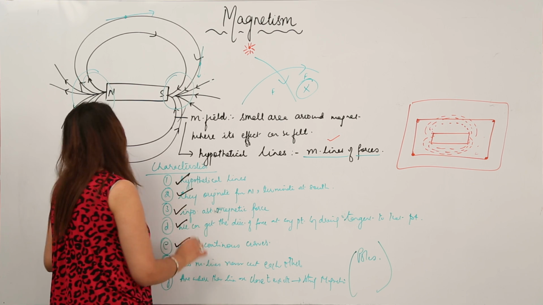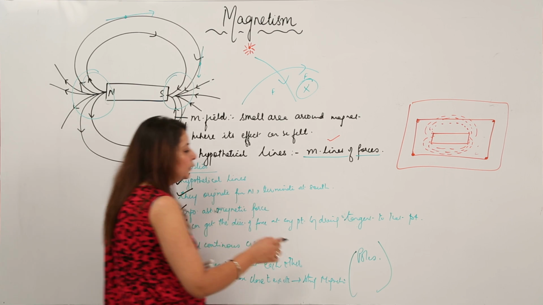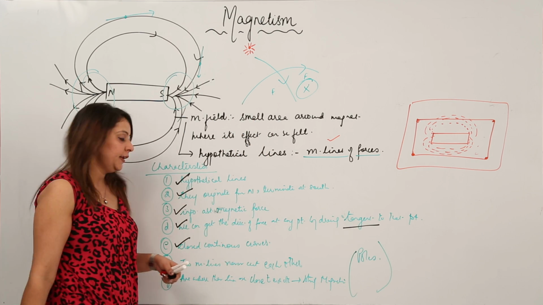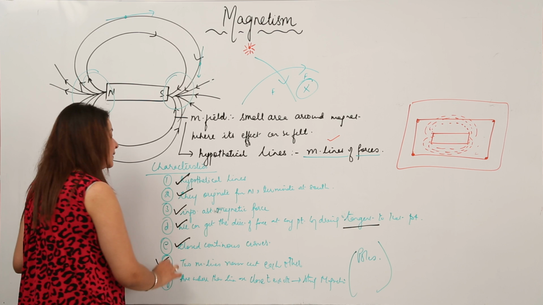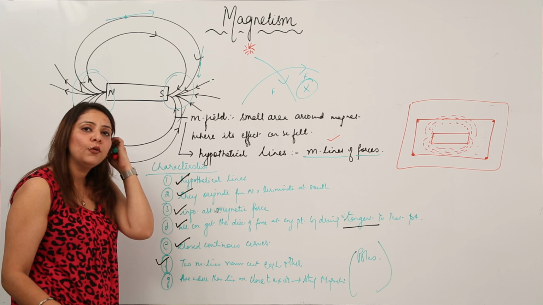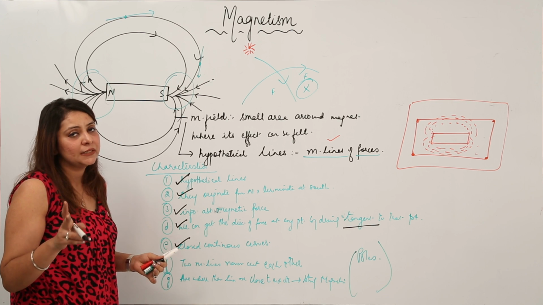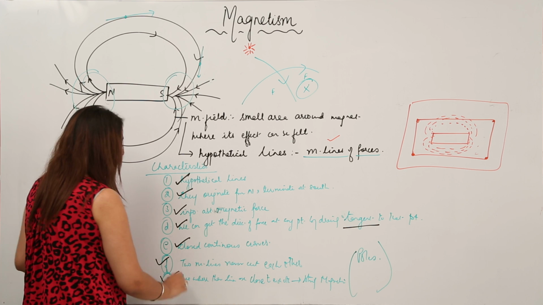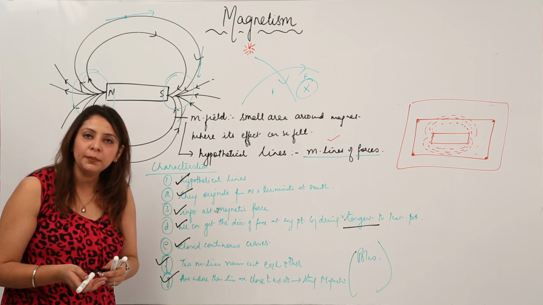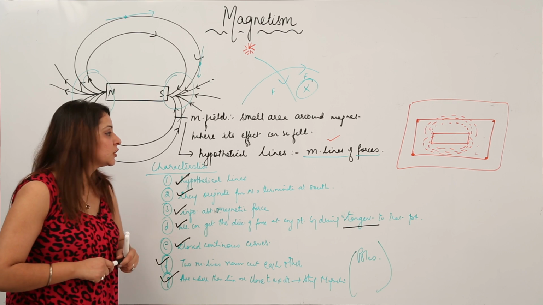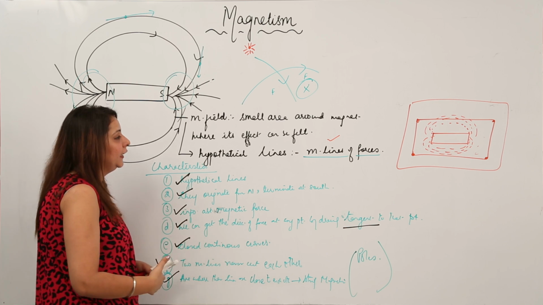And if you want to see the direction of force at any point, how can you see that? Just by drawing the tangent. Likewise, two lines never intersect because they give the direction of force, and force can never have two directions as it is a vector quantity. And the area where they are closer indicates strong magnetism, and that is the poles. So these are the magnetic lines of forces.